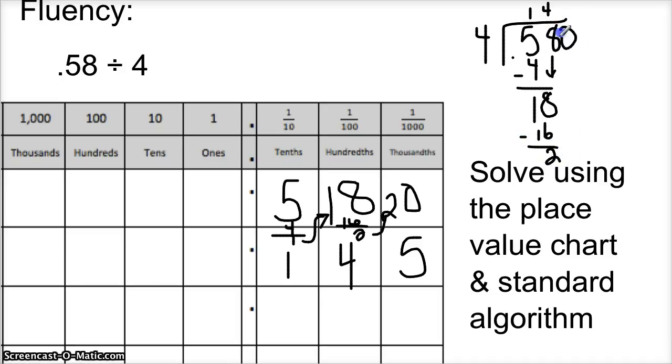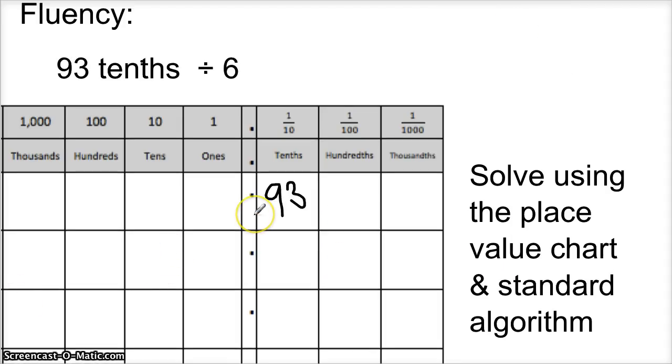I'm going to add a placeholder 0, which doesn't change. This is still worth 58 hundredths. It just has a 0 on the end. 4 goes into, bring that down. 4 goes into 20 5 times. Don't forget my decimal. And they match. That's a good sign. Okay, this is the last one.